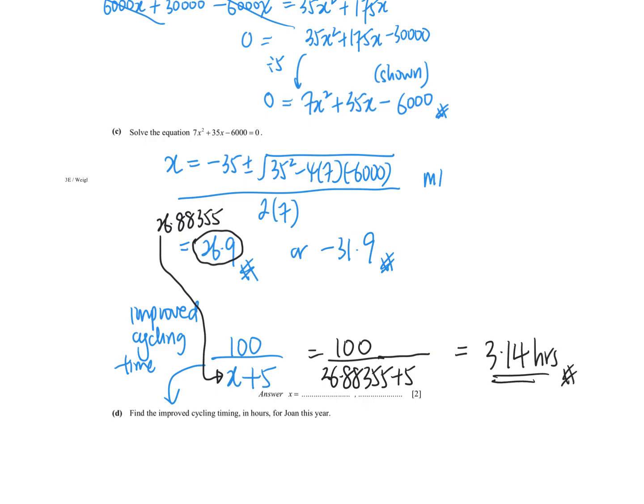So you should get 3.14. Some of you get 3.13. Some of you get 3.15. Then it's off, you don't get the accuracy mark. So this is last year's WA1 paper. It is not difficult to score for E-Math, but you don't want to lose marks carelessly.